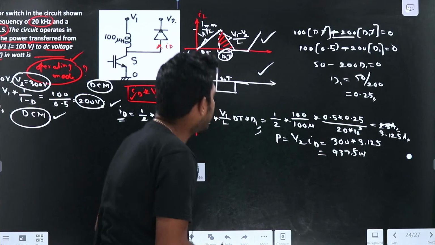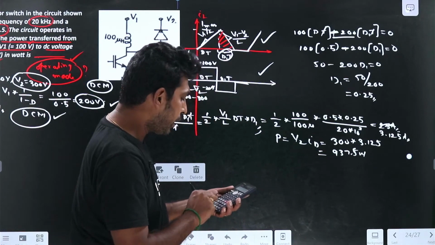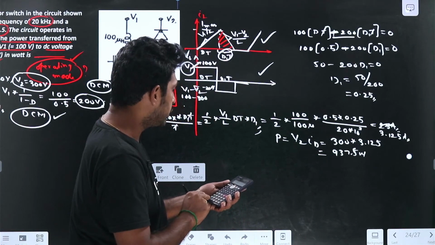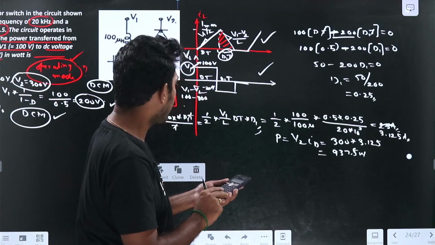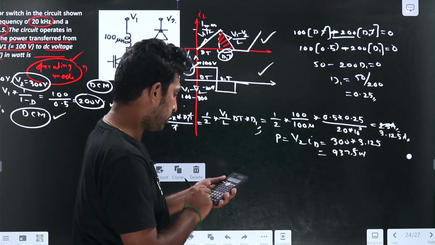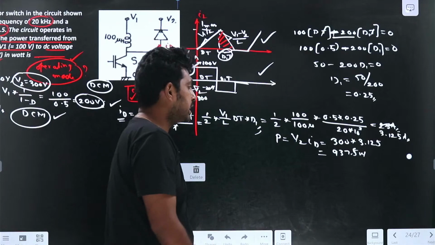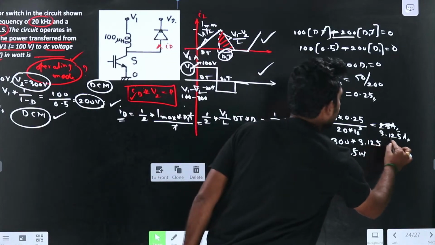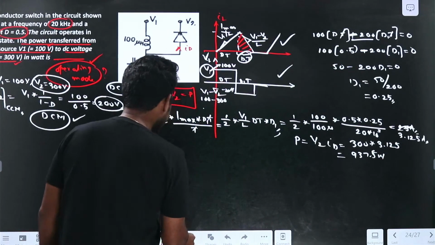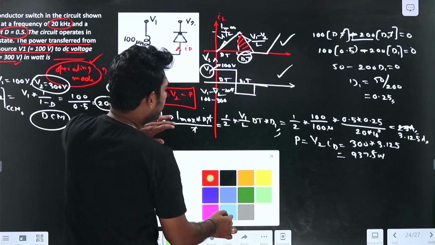Let me check once again. It will be 0.5 into 0.25 divided by 4. So yes, 3.125 amperes. It is correct. So 3.125 amperes is the answer.